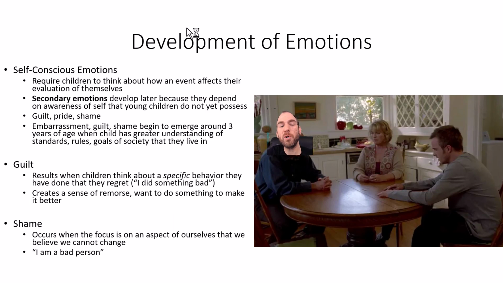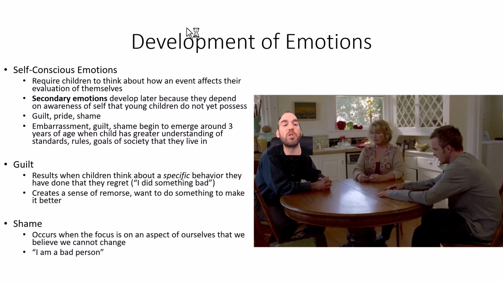Next, self-conscious emotions. They require children to think about how an event affects their evaluation of themselves. Secondary emotions develop later because they depend on an awareness of self that young children do not yet possess. This is argued. These secondary emotions include guilt, pride, and shame. Embarrassment, guilt, and shame begin to emerge around 3 years of age, when children have a greater understanding of the standards, rules, and goals of the society that they live in.